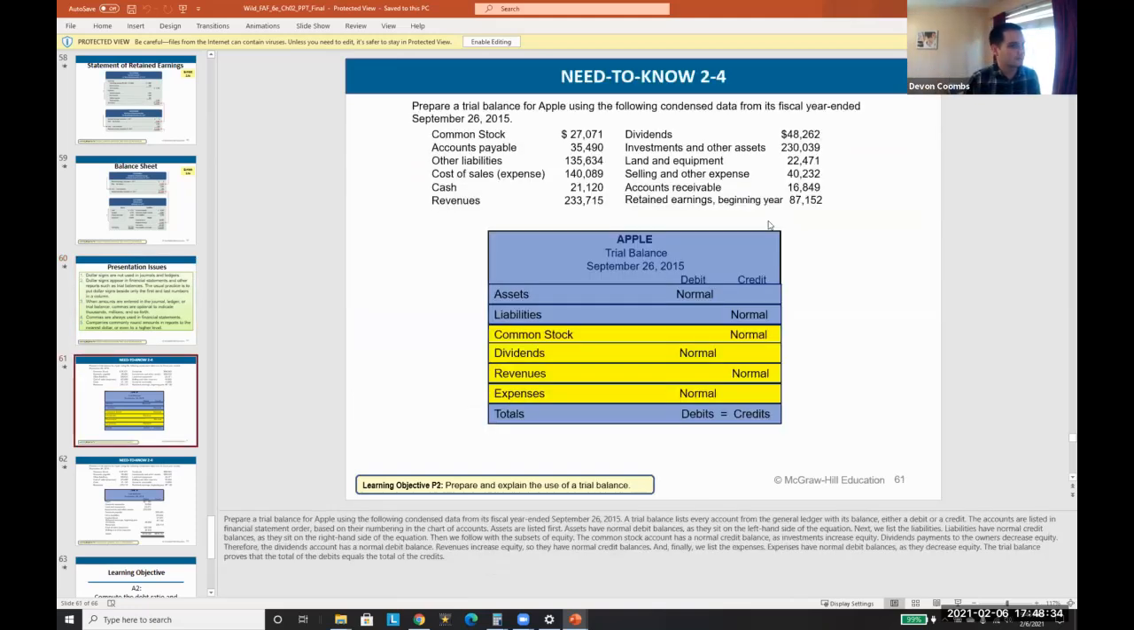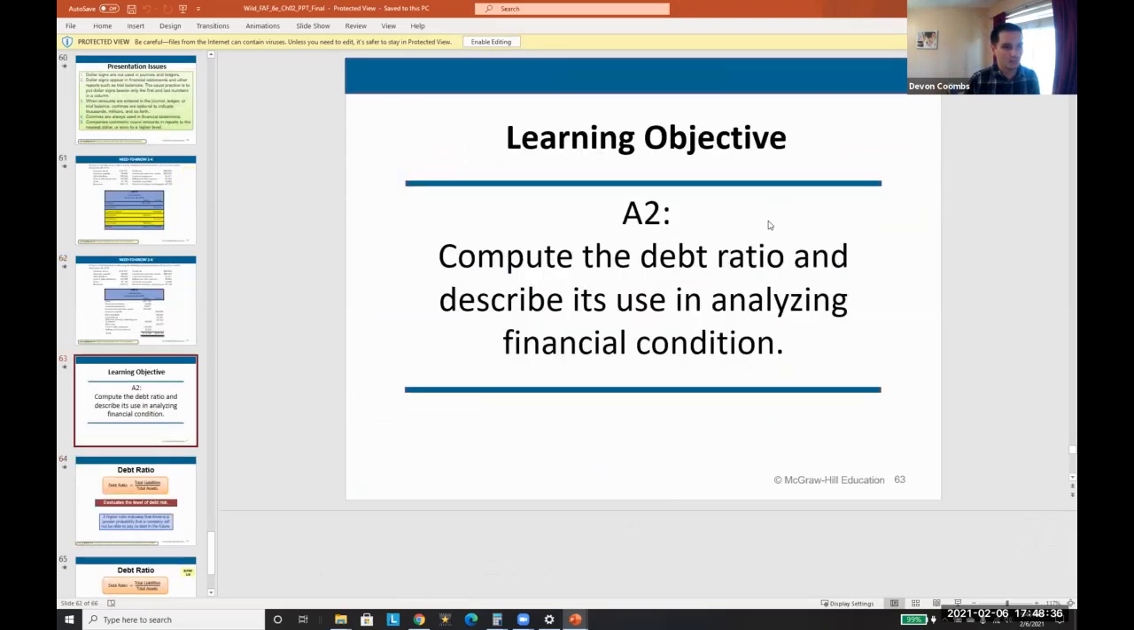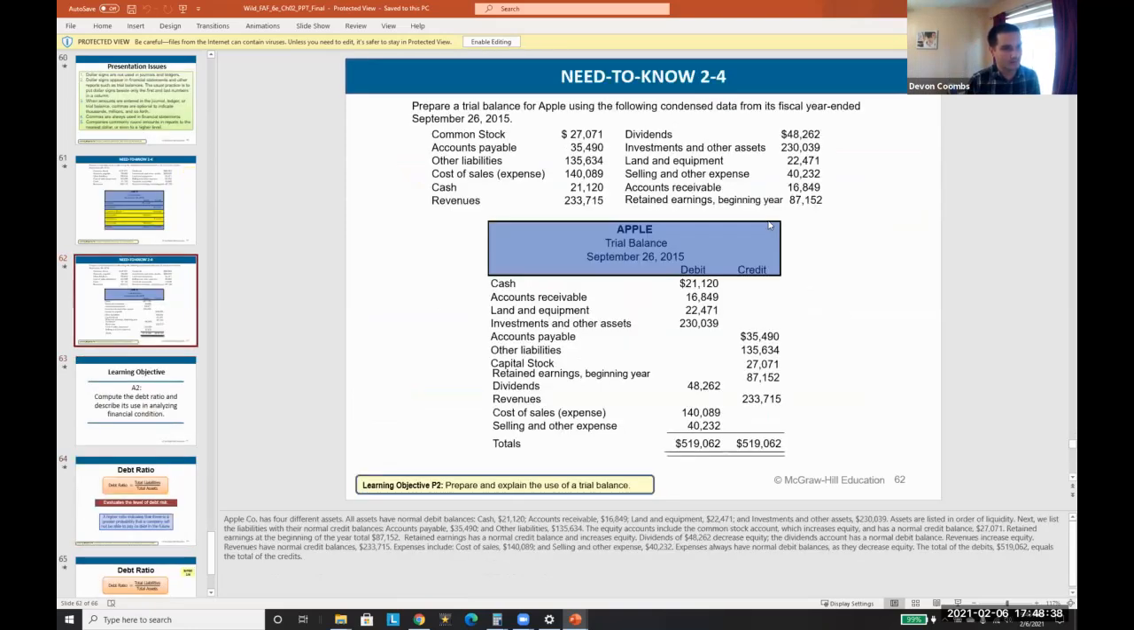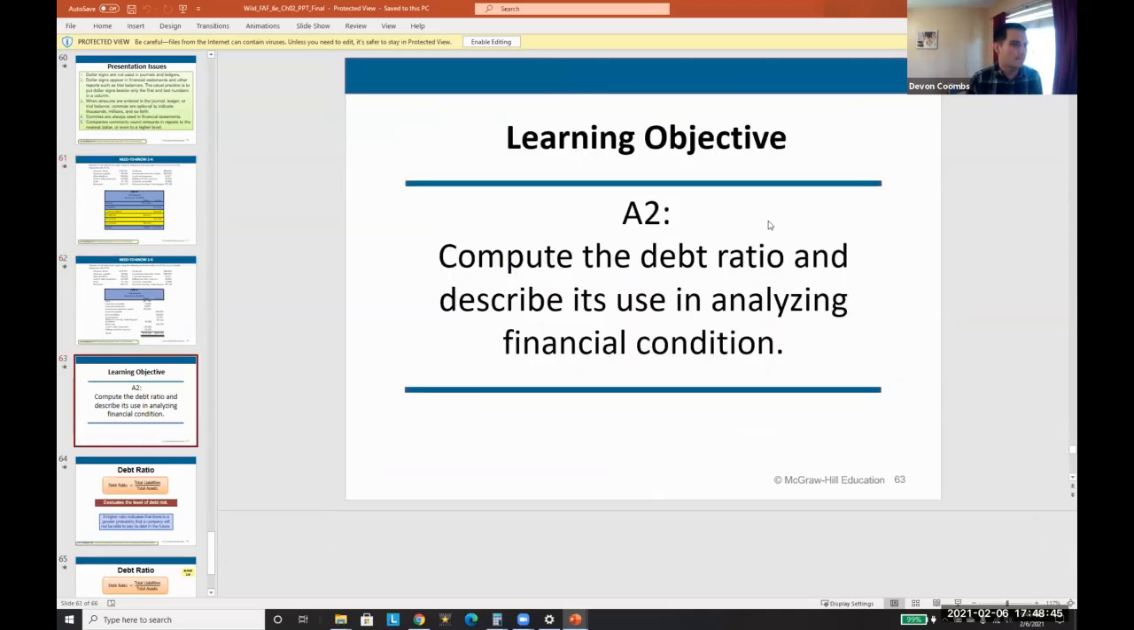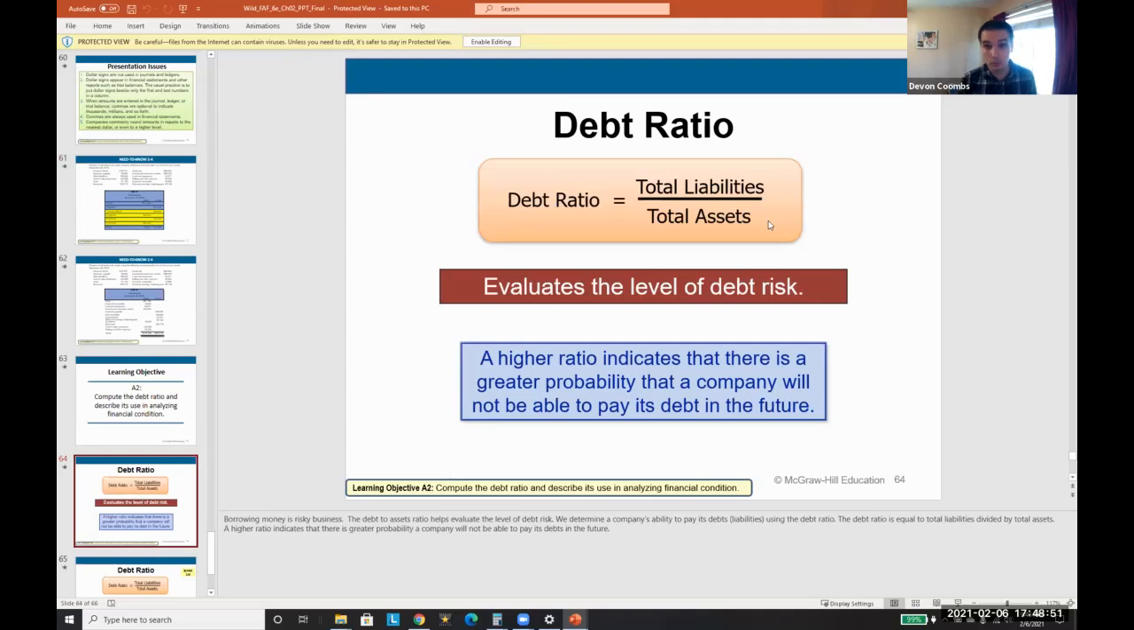And here's some more practice problems. So just make sure, I gave the answers to you so you can practice. Compute the debt ratio and describe its use. So here's something that's important, the ratios.